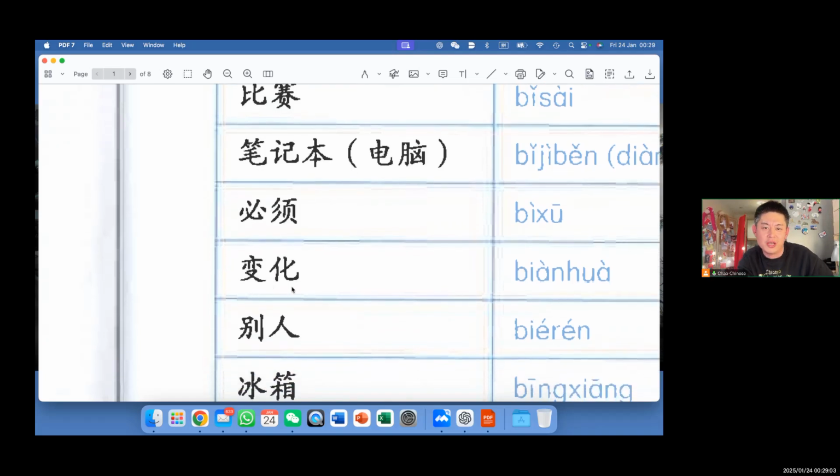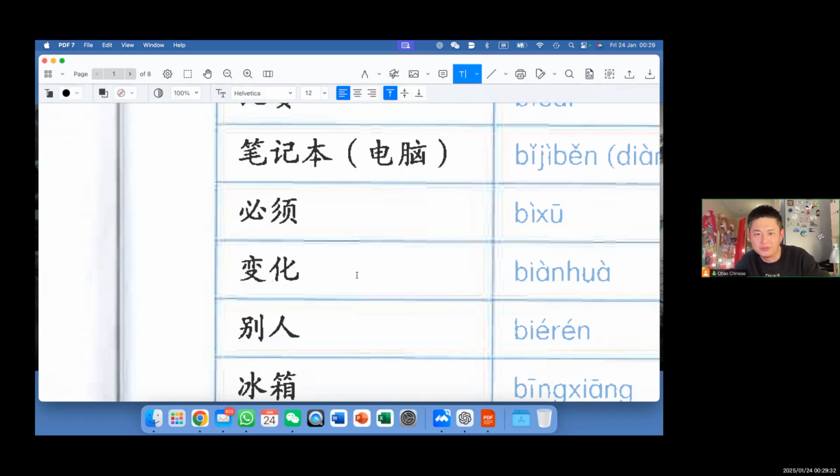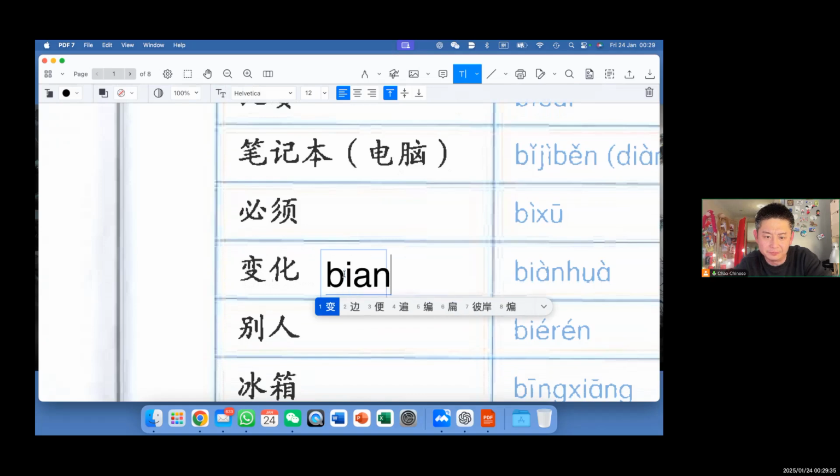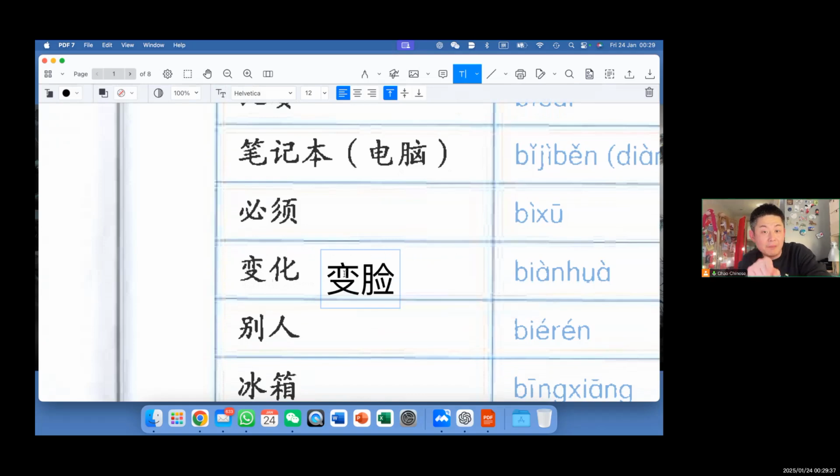变化 change and change. 化 is also change. 化 is more of a chemical change. 变 is more of a magical change, I think, in a way. If you look at that, does it look like a face, like a Beijing opera face? 变 change face. Have you seen one of those face changing Beijing opera performances? Quite amazing. The guy is just like whoa, changes another face. We call it 变脸 change face. And 变脸 has another meaning, which means you have changed your face.